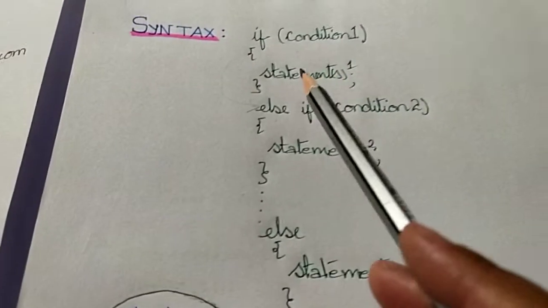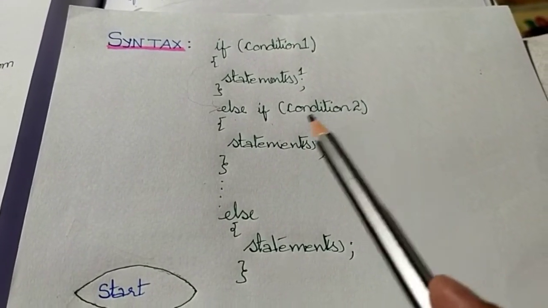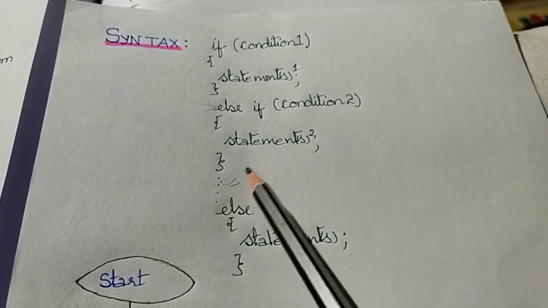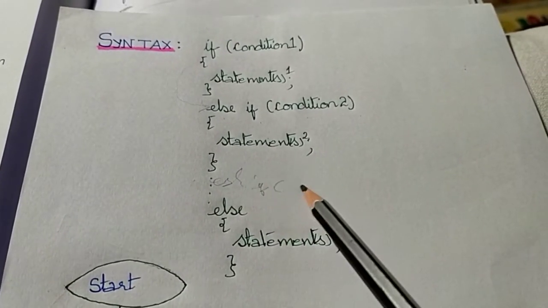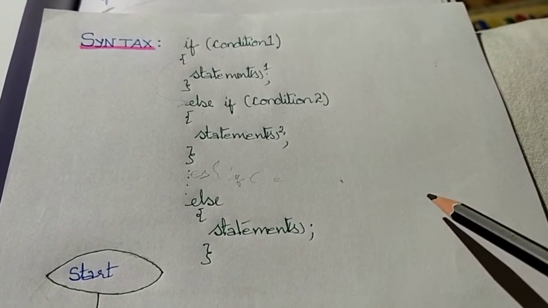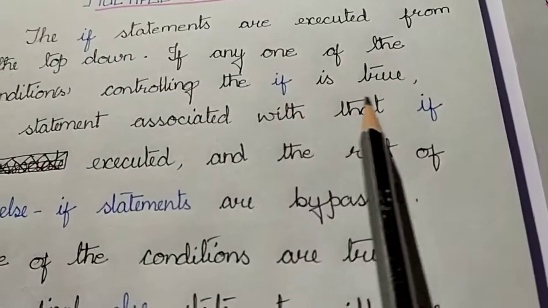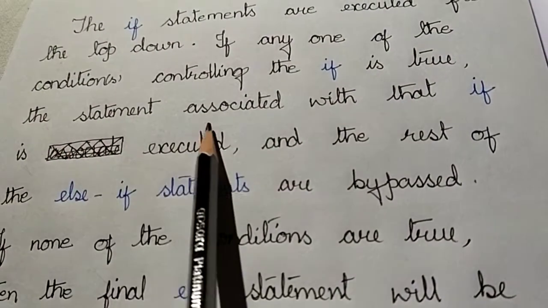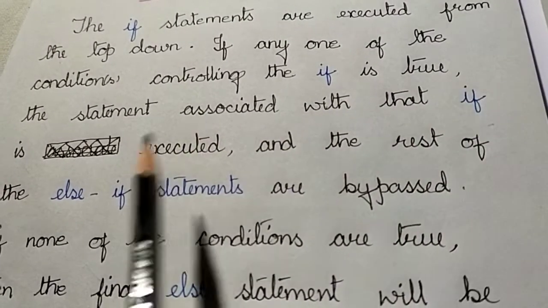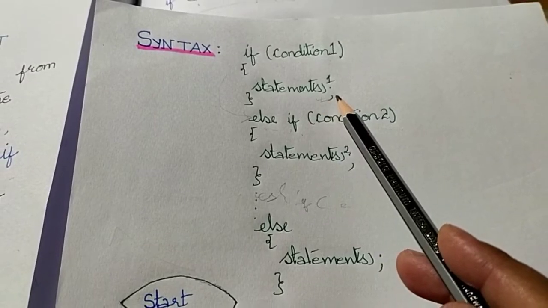Okay, over here you will see another one. I have else if followed by the second condition. Then you can have another else if statement over here and the third condition. Then you can have another else if and then the fourth condition. You can have as many else if as you need, depending on your program. So I mentioned if it is true, then the statement associated with that if will execute. That means if the first condition over here is true, then this statement 1 will execute.